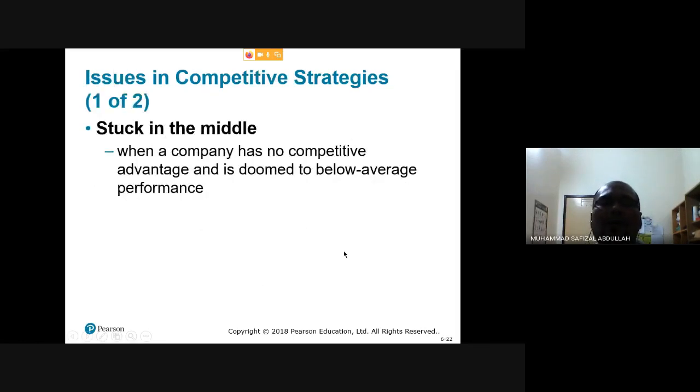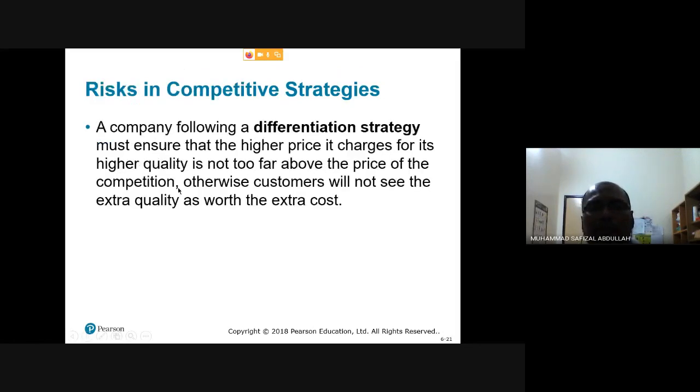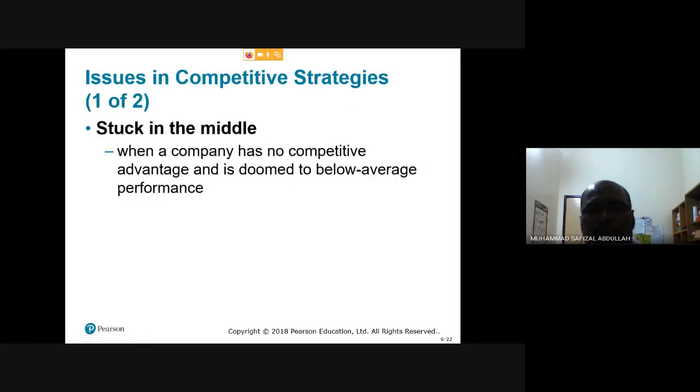Or sometimes, a company may be stuck in the middle. This is another risk in the context of competitive strategy. When a company has no competitive advantage, they are doomed to below-average performance. It means that they are stuck in the middle. They are not going forward, they are not going backward, they are just there.